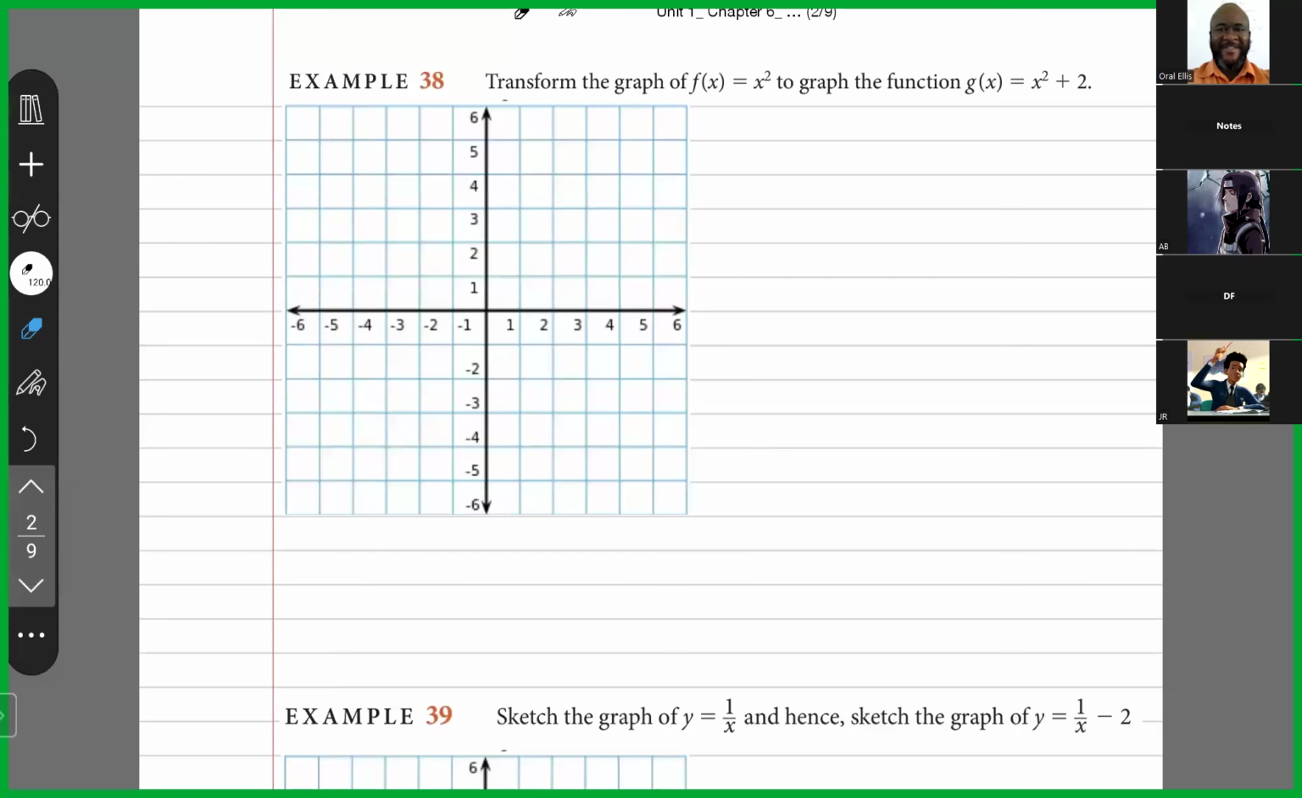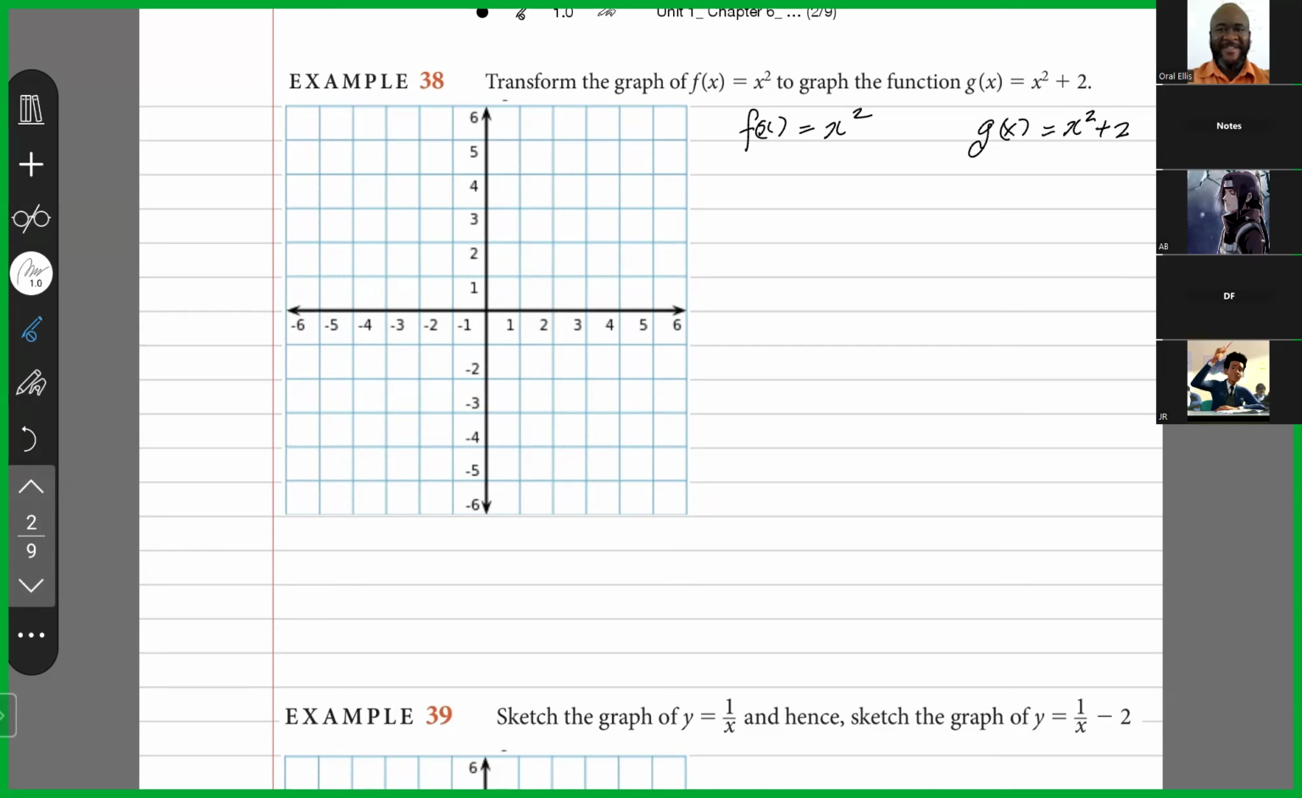All right, example 38. Example 38 is asking us to transform the graph of f of x is equal to x squared to graph the function g of x is equal to x squared plus 2. So here's what we can do. Let us get some points on f of x is equal to x squared, and the corresponding point on g of x is equal to x squared plus 2.